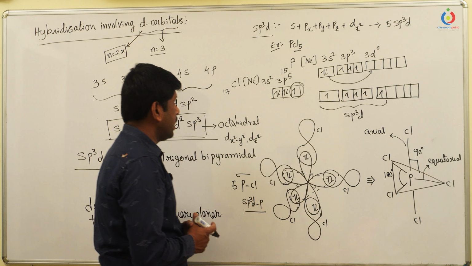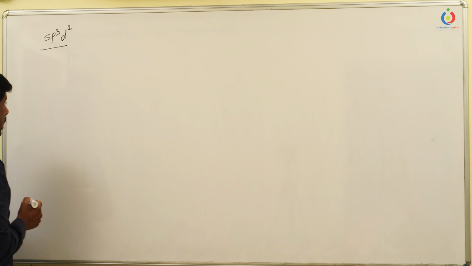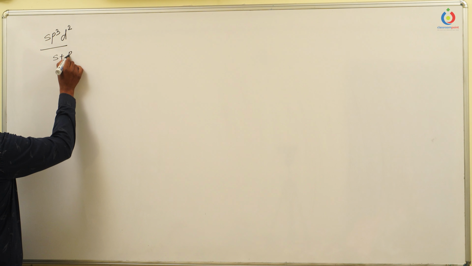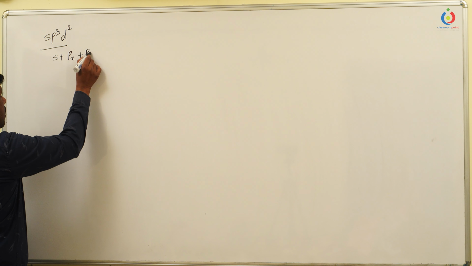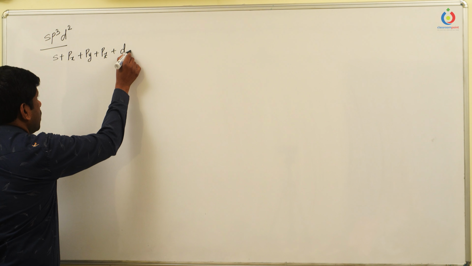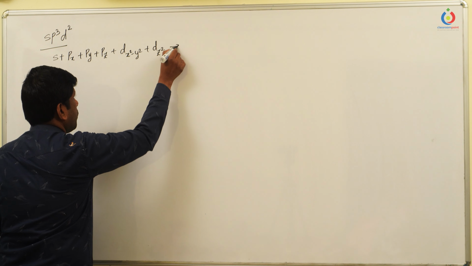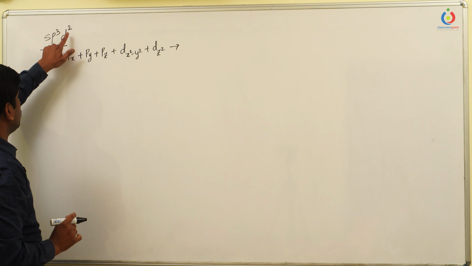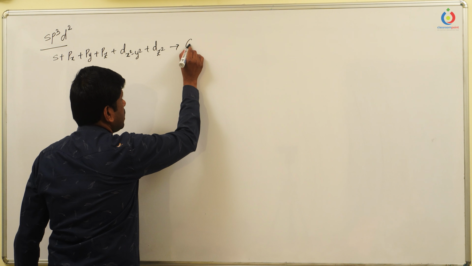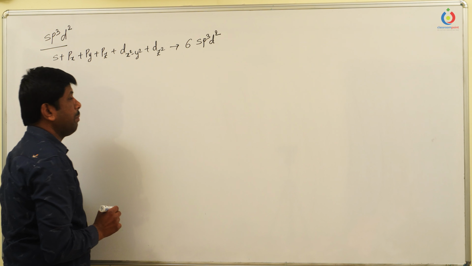Now, let us see the example of the sp3d2 hybridization. Here, one s orbital intermixes with three p orbitals, along with the two d orbitals, and produces totally six. Two d orbitals, three p orbitals, and one s orbital. So here we will get six equivalent energy sp3d2 hybrid orbitals.